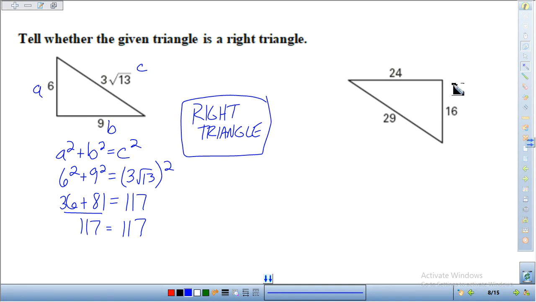Let's go ahead and take a look at the next one. Again, we know that our longest side must be c, and then the other two sides, it doesn't matter. We can label either one as a or b. We'll plug that into our theorem and see if it's true.